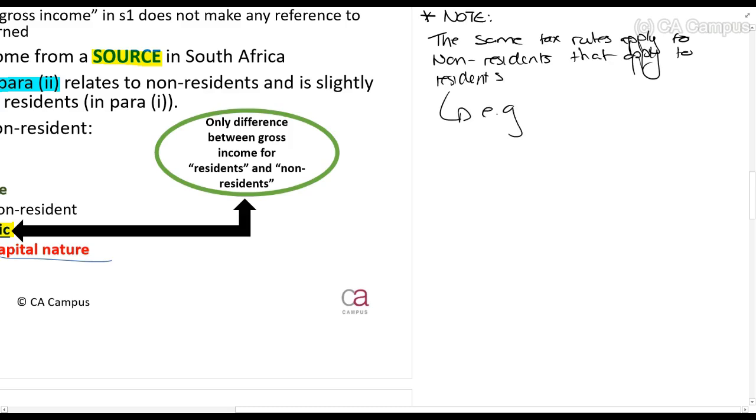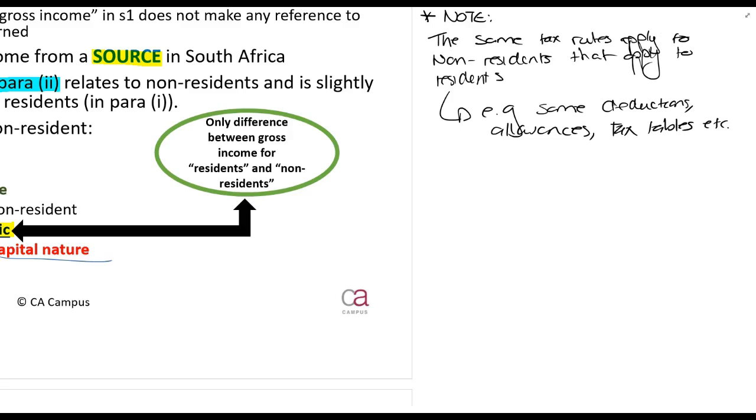So for example, same deductions, allowances, tax tables, etc. What do I mean by that? If you're a non-resident and you earn South African dividends, what do we know about local dividends? They are exempt for a resident in terms of section 10(1)(k). They're also exempt for a non-resident in terms of section 10(1)(k). The interest exemption is the same for non-residents.